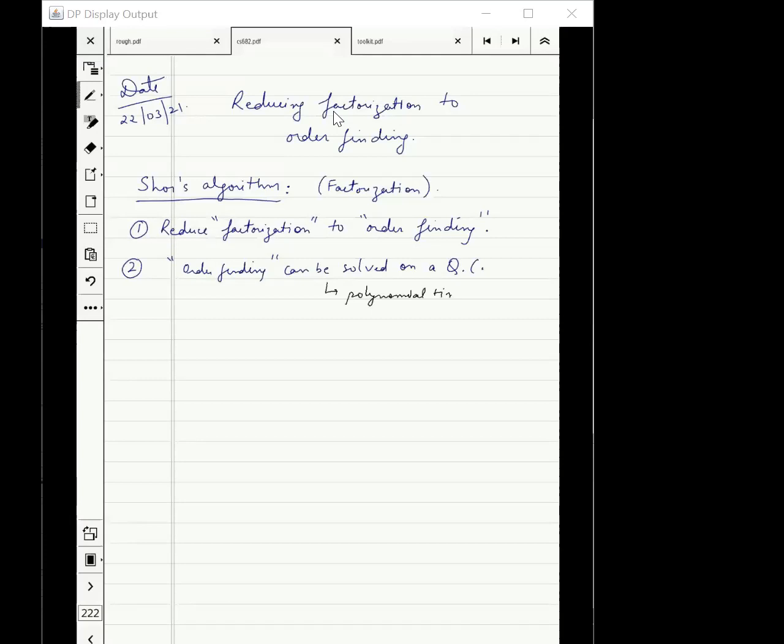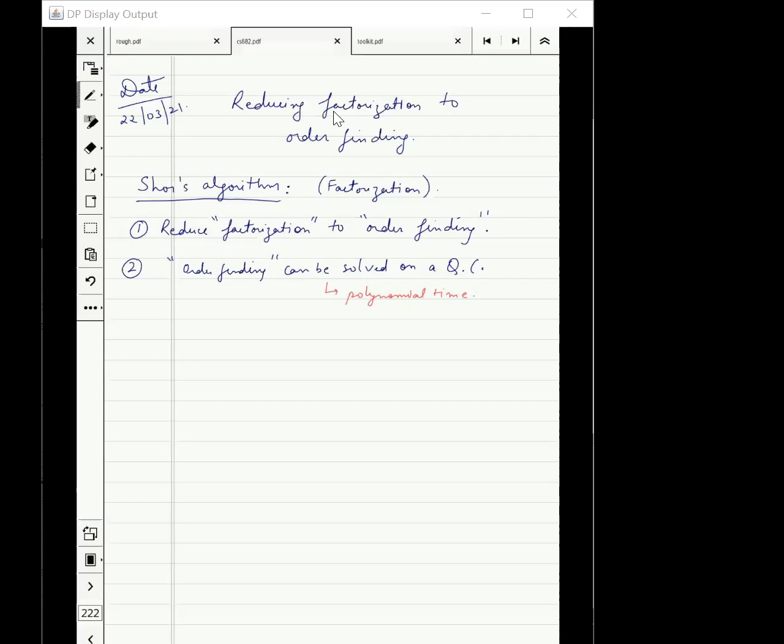Is there a question? What is the order finding problem? Yes, I will clearly explain what order finding is. Don't worry about it. But this is the overall idea. This is what we are going to follow.